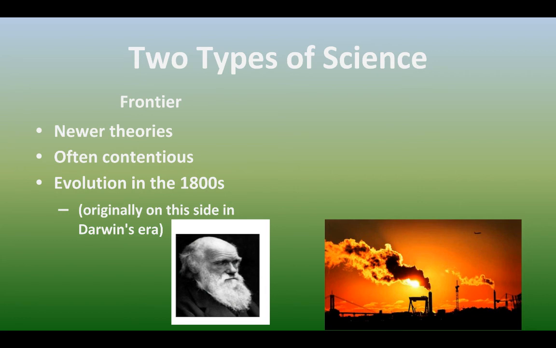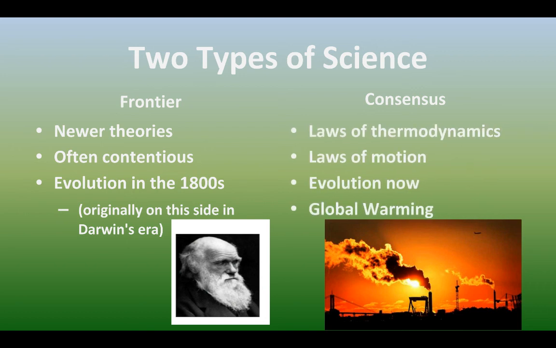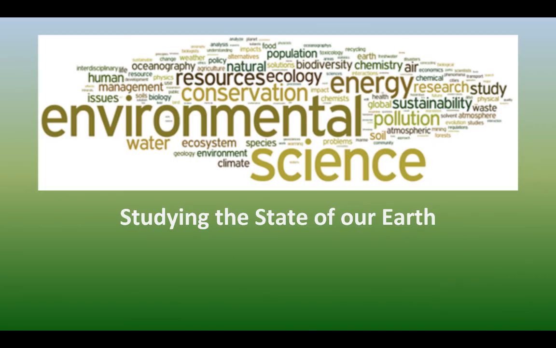It is now on the consensus side. And when we say consensus, that means, again, that 97% of scientists agree that global warming is human-induced. That's a consensus. It's not on the frontier anymore. So those are things like the laws of motion. Now, again, we've come far enough through more experiments and more data, more research in regards to evolution. Evolution is now a consensus. Yes, global warming is a consensus. So know your two types of science. Again, frontier is more the new age stuff. Consensus is what's been around, and that scientific method, those experiments keep going back to the same conclusion.